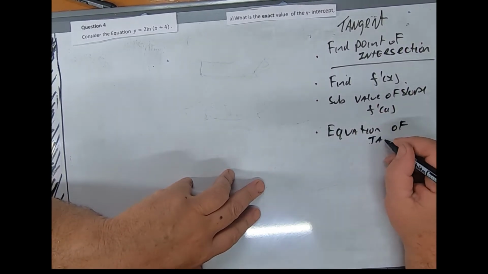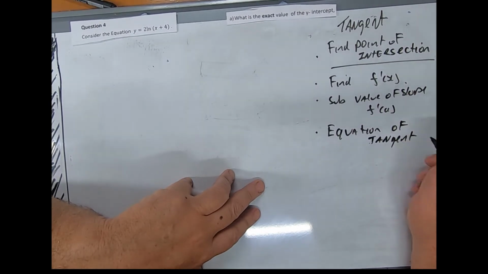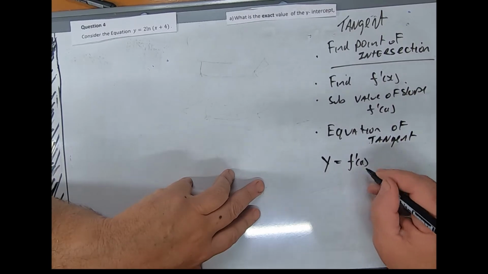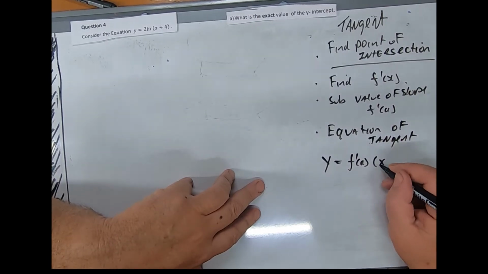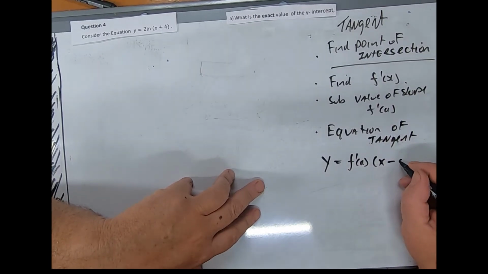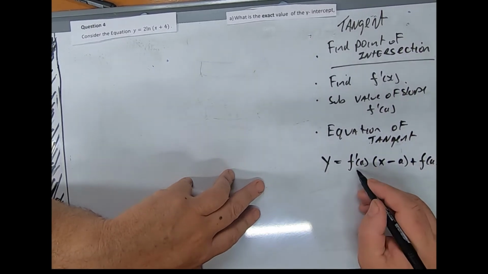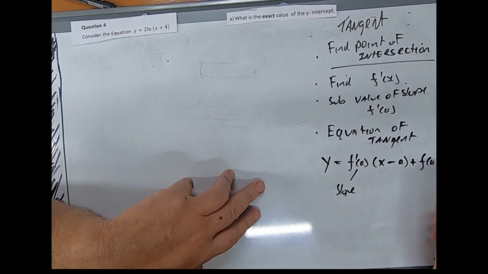I will try to leave this on the side here. It's f dash of a. This is going to be a number. Here's the original x part of the point of contact and the y part of the point of contact. F dash of a is slope. This is height on the graph.